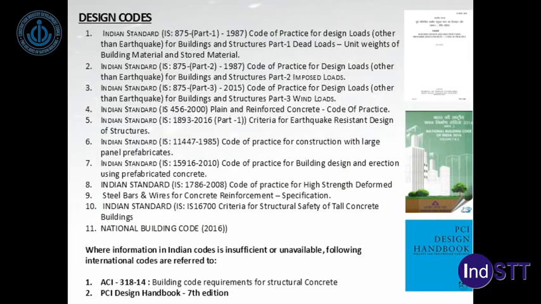The screen shows the list of the design codes that have been followed. It covers the Indian codes for the loading, for the concrete design, for the seismic loading, the code for the tall building, and where information in Indian codes is insufficient or unavailable, the following international codes are referred: ACI 318, which is for the concrete structure, and the PCI Design Handbook.